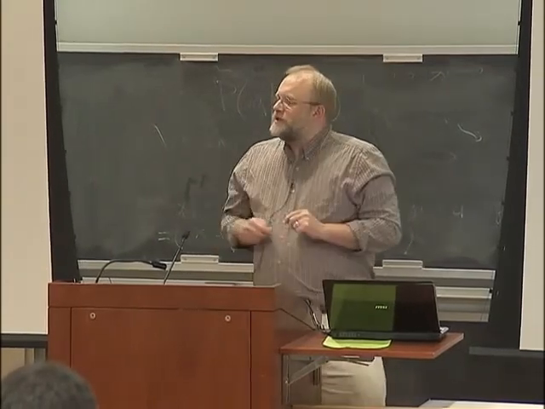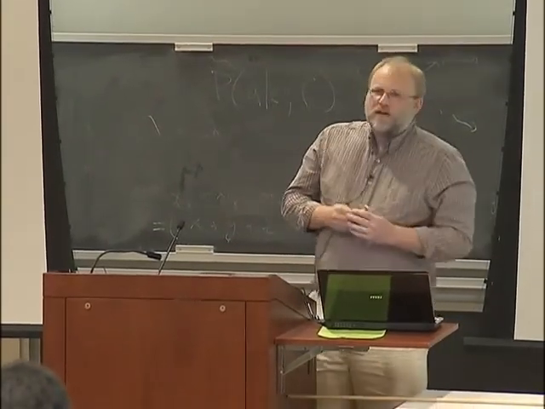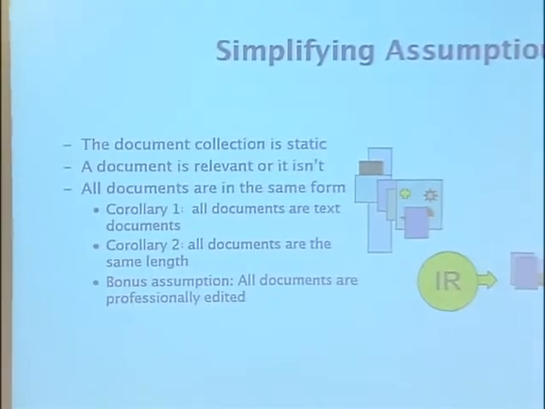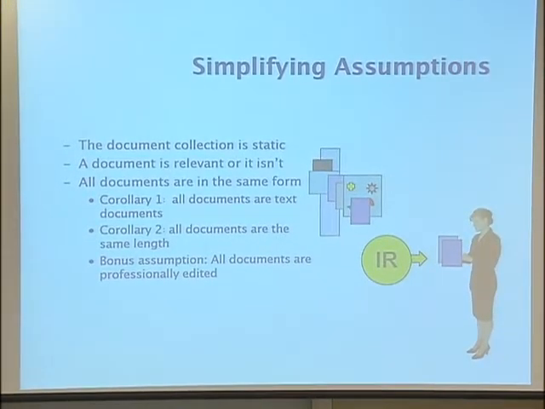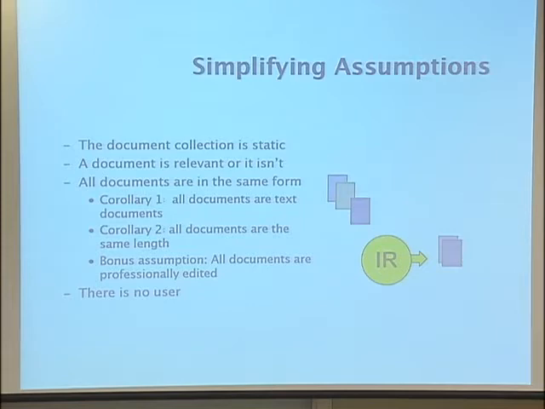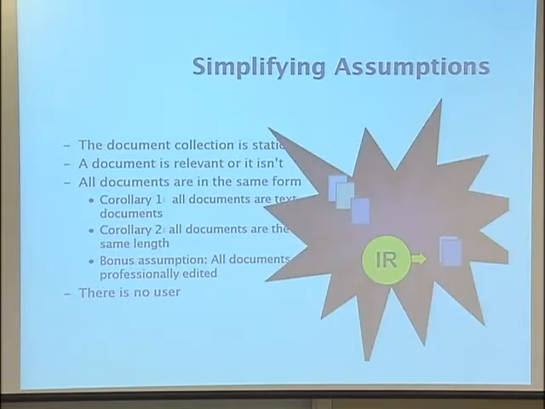A third very common simplifying assumption is that all documents are exactly the same form. Okay, so they're all text documents. There's nothing else. They're all the same length. And, of course, they are professionally edited. So you can get rid of all that crufty stuff up here. Okay. So that's three assumptions that typically get made in the information retrieval world. And there's one more that gets made. There really is no user. Okay. So this is the environment that a lot of information retrieval research gets done in.